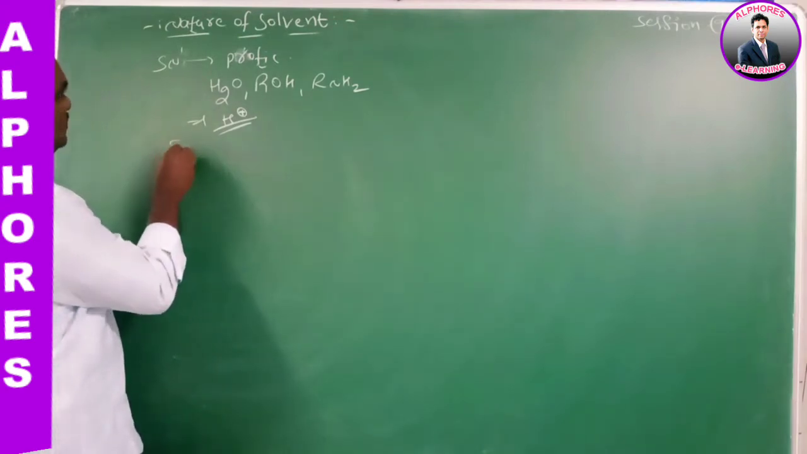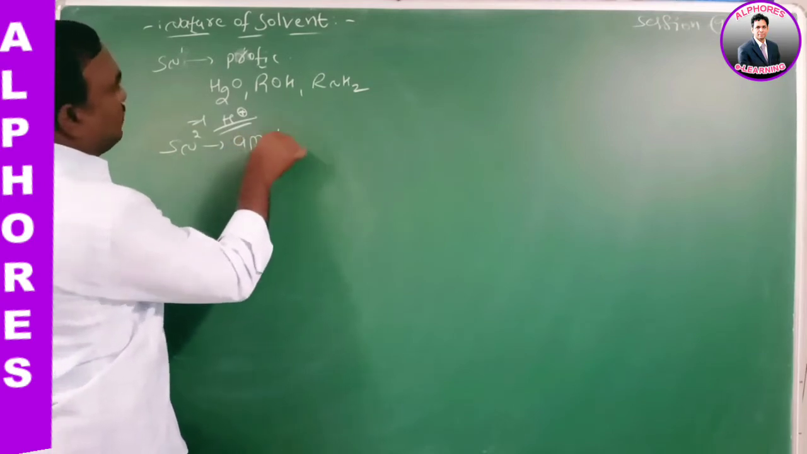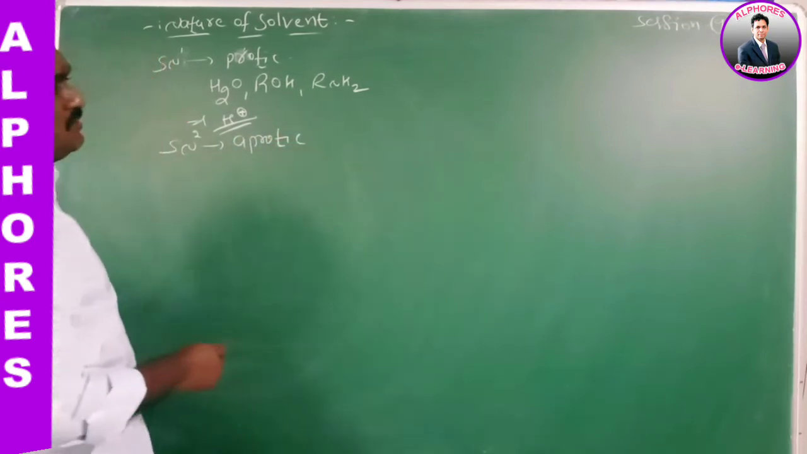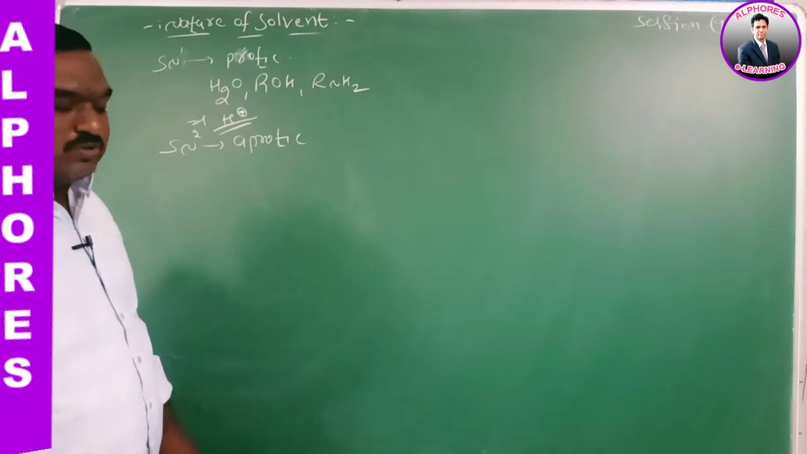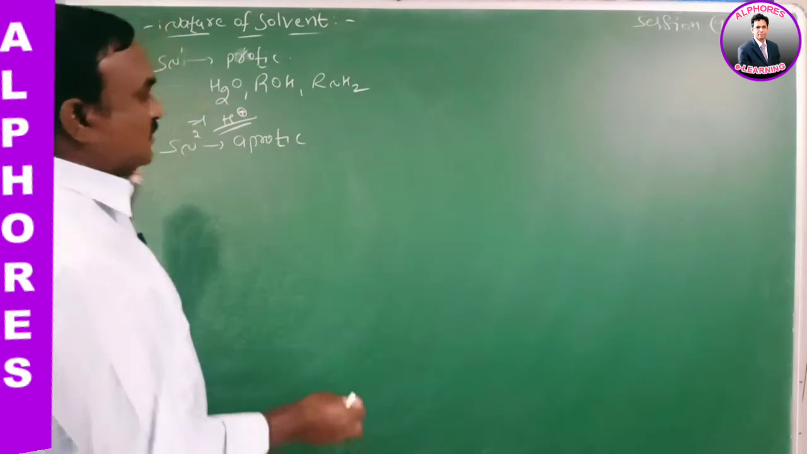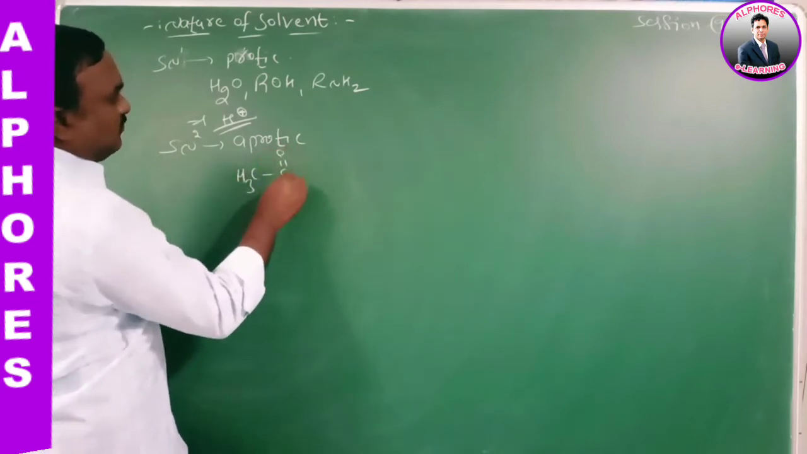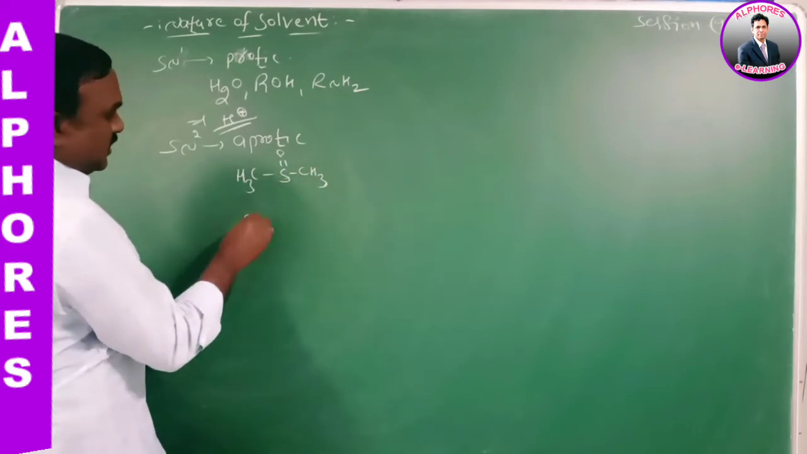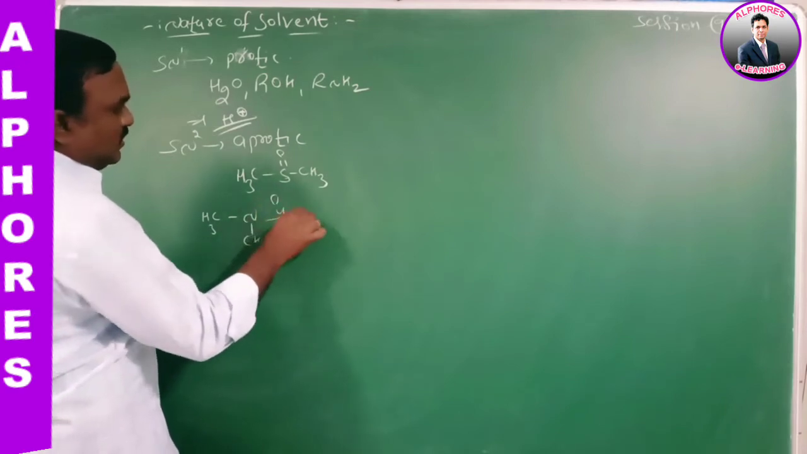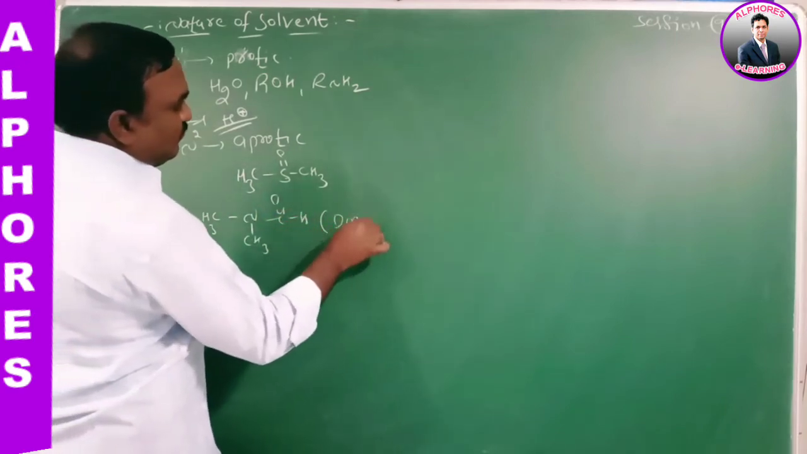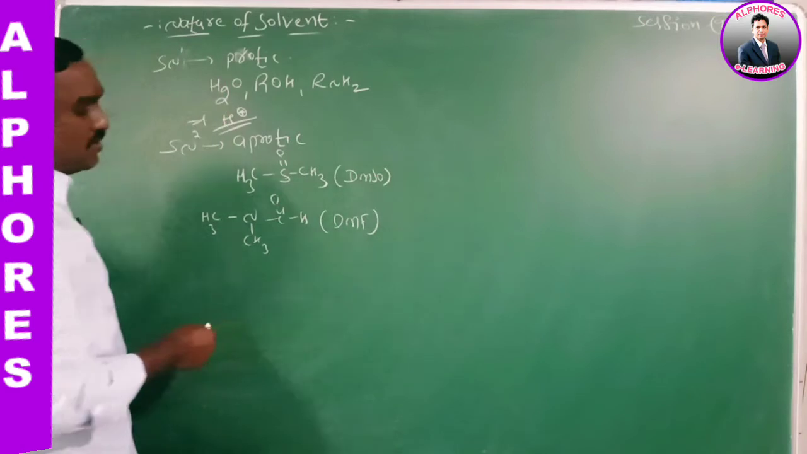Wherever an SN2 reaction is given, aprotic solvents are favorable. Aprotic means which does not produce H plus ion. So aprotic solvents are favorable here: dimethyl sulfoxide, DMSO, N,N-dimethylformamide, DMF.